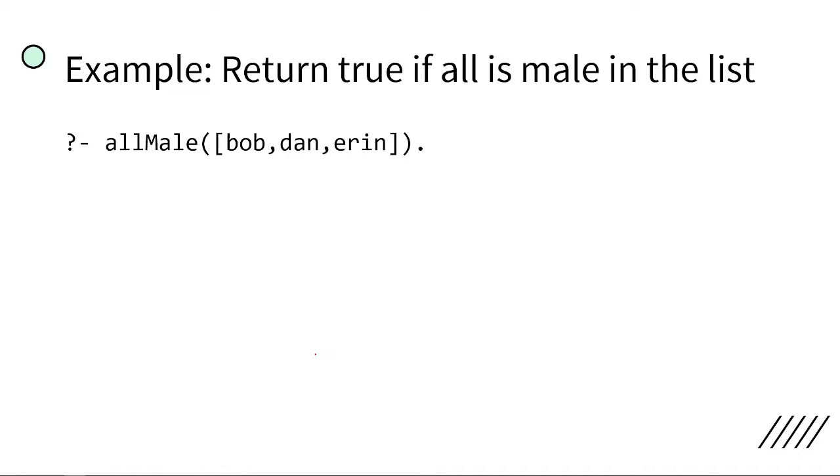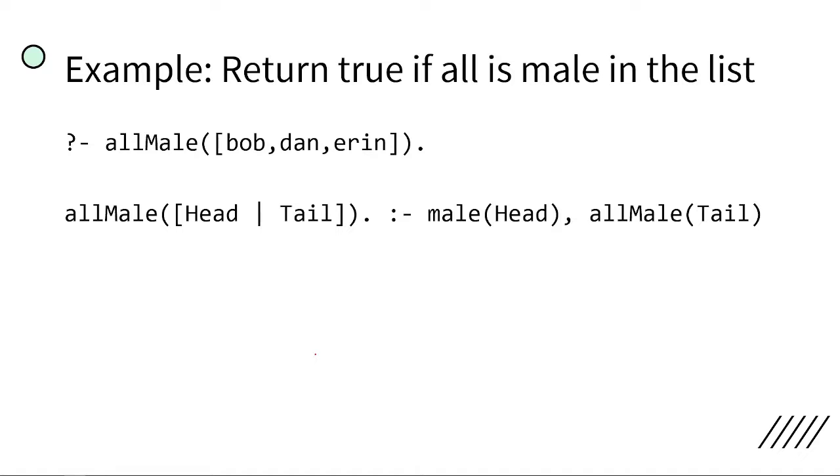An example. Let's start the query if Bob, Dan, and Erin are all male using the rules that we have defined earlier. By querying all_male with the said arguments, Bob, Dan, and Erin will be passed on to the all_male rule. Then they will be broken up just like this. As you can notice, the head, Bob, is just a single item. Meanwhile, the tail is a list. It's composed of Dan and Erin.